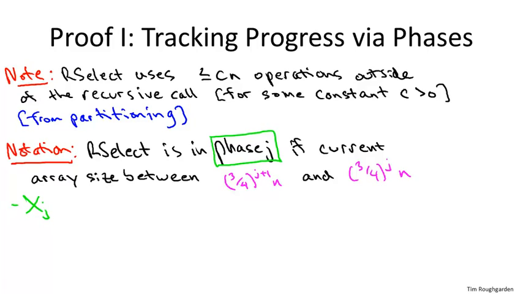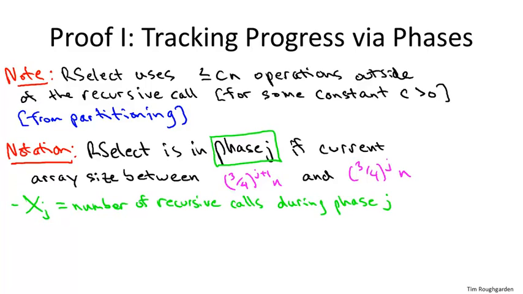And the other piece of notation that's going to be important is I'm going to call X_j. So for phase j, X_j simply counts the number of recursive calls in which the randomized selection algorithm is in phase j. So this is going to be some integer. It could be as small as 0 for some of the phases, or it could be larger. So why am I doing this? Why am I making these definitions of phases and of these X_j's?